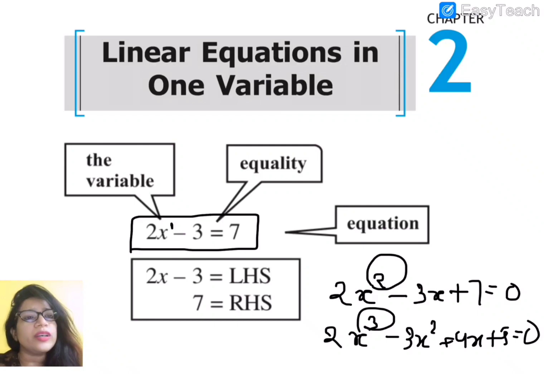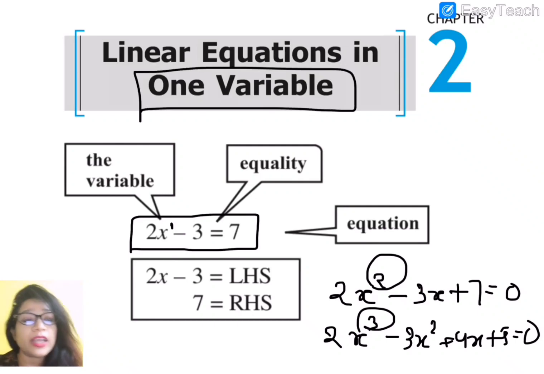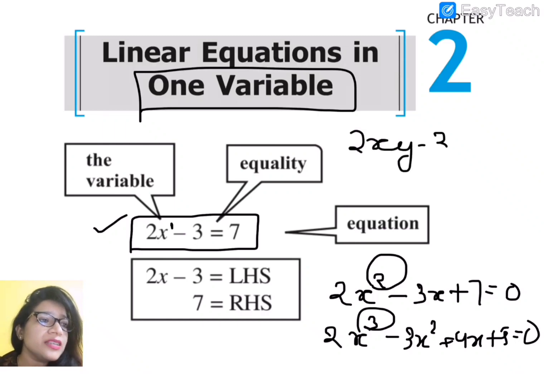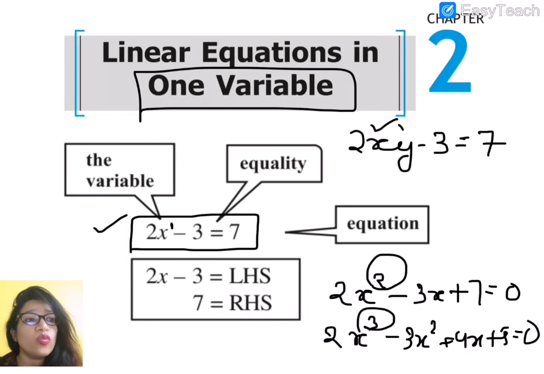The second word is one variable. What do you mean by this? One variable means the equation is having only one unknown variable. Like in this example, 2x minus 3, the unknown variable is x. If I would have written something like this, 2xy minus 3 equal to 7, then how many variables are here? Here it is having two variables, x and y.